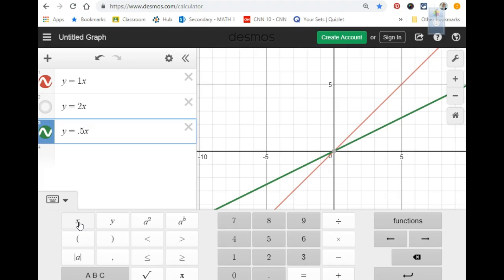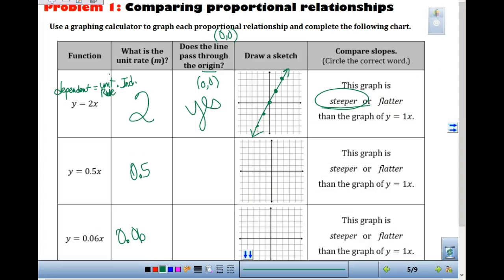So on your notes, I'm happy that you get to play with this some, but some of you didn't fill this in your notes, and I need you to do that. We're now going to do this one. Did it go through 0, 0? Yes. Steeper or flatter? Flatter. When you think of this equation, 0.5 is the same as what fraction? 1/2. Keeping in mind that this number is our rise and this is our run.